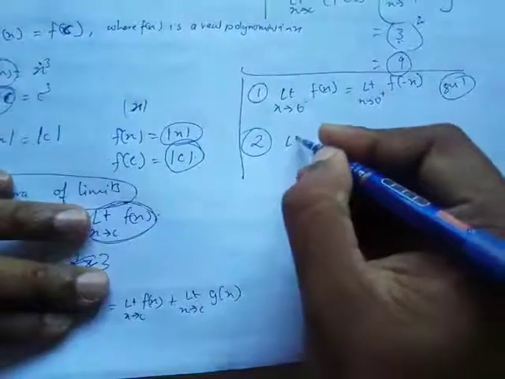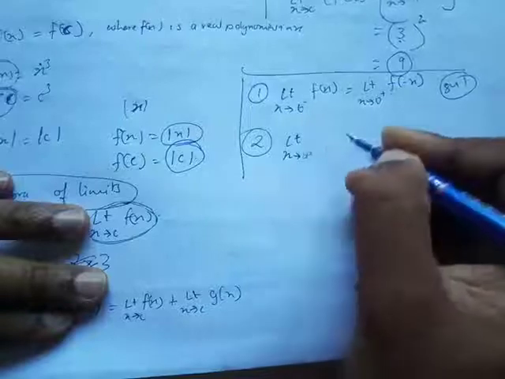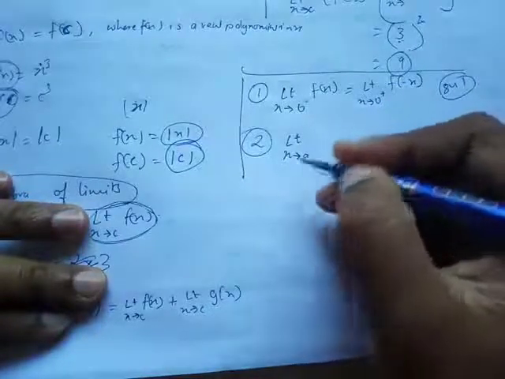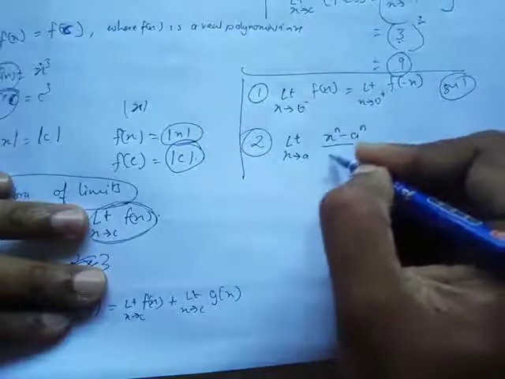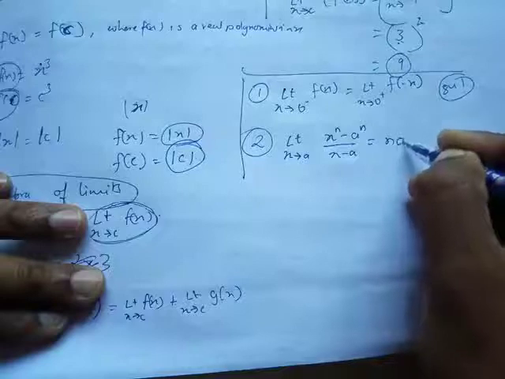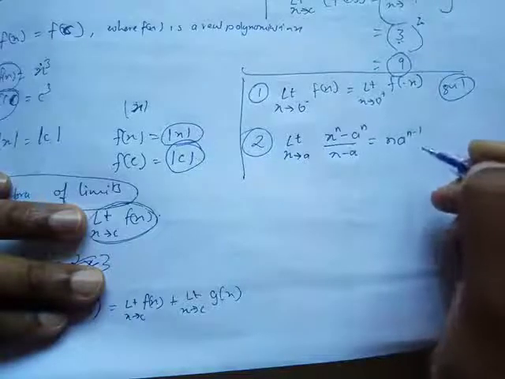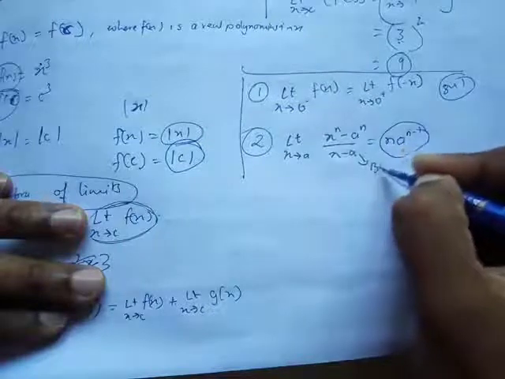So the theorem says that the limit as x tends to a, where a can be any number, of (x to the power n minus a to the power n) over (x minus a), the answer is always n a to the power n minus 1. This is the answer. And how do you get the answer? You get the answer by binomial theorem.